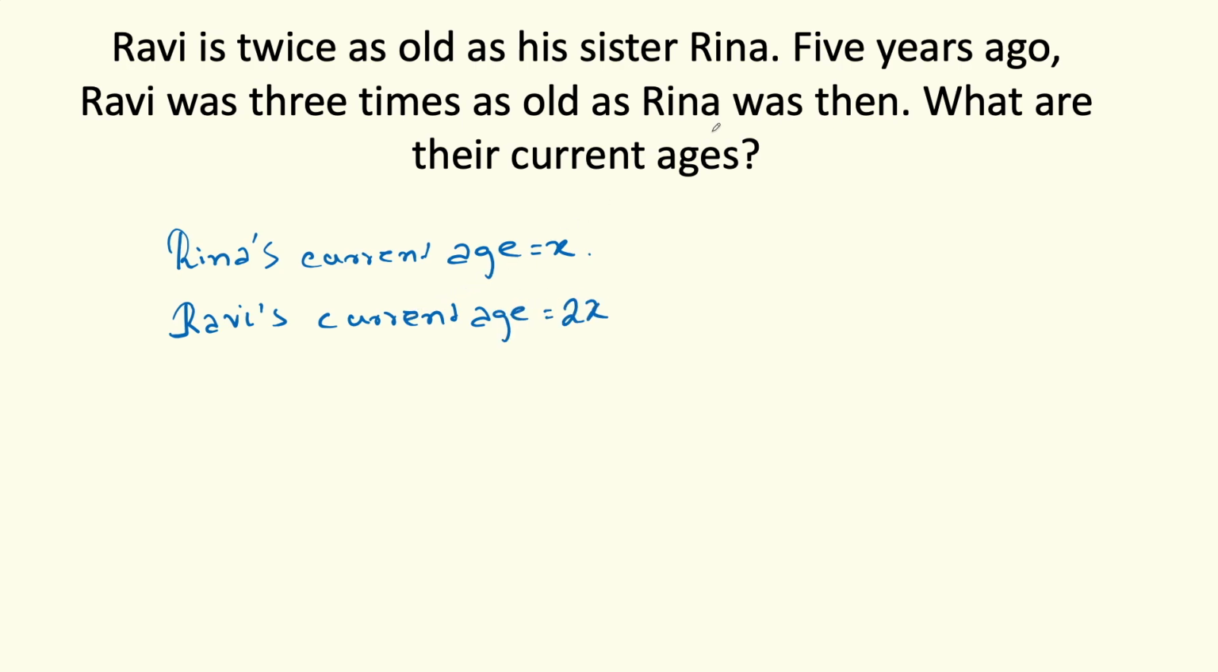Now, if you read the second statement, 5 years ago, Ravi was 3 times as old as Reena. 5 years ago, Reena's age would be x minus 5 and Ravi's age would be twice x minus 5. According to the statement, Ravi was 3 times as old as Reena. So, 3 times the age of Reena would be 3 into x minus 5, which would be equal to Ravi's age 5 years ago. So, equal to twice x minus 5.